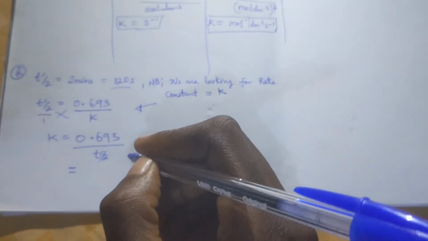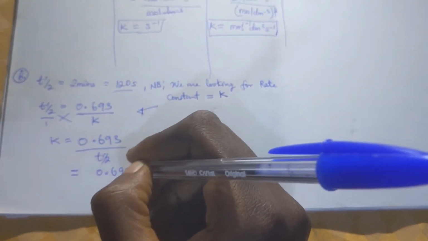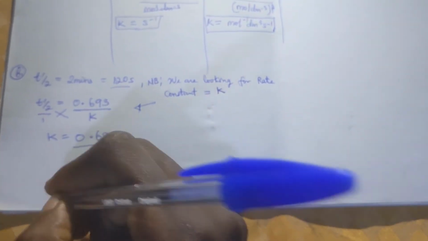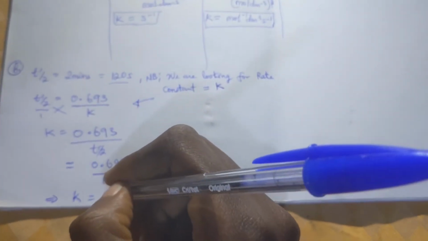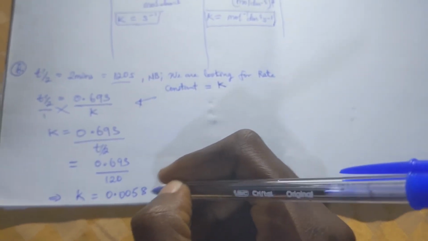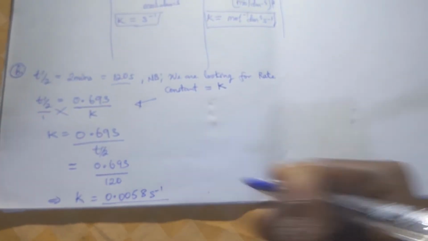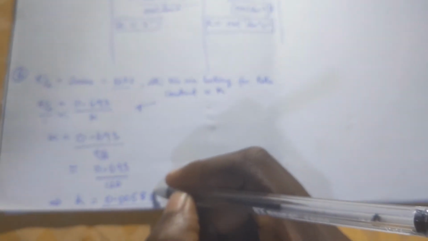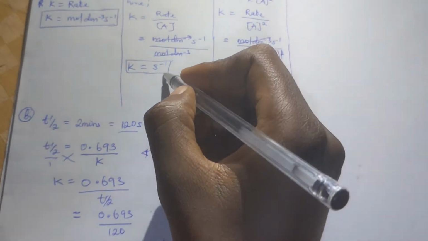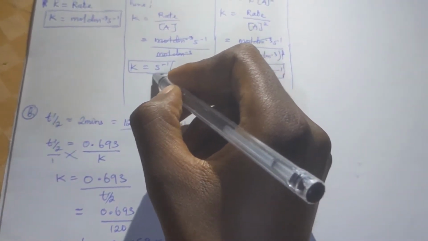So putting the figures there, K is equals to 0.693 divided by 120, which is 0.0058 per second, because we are talking of the first order. Always note your unit with respect to the order: per second, because we are dealing with the first order reaction.